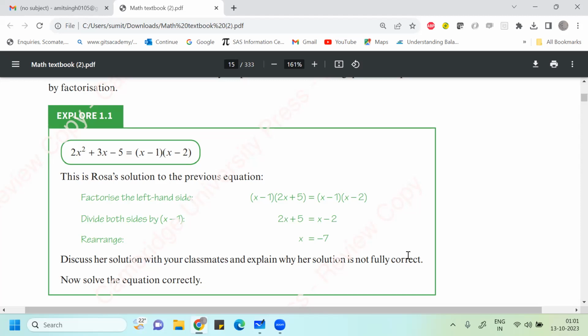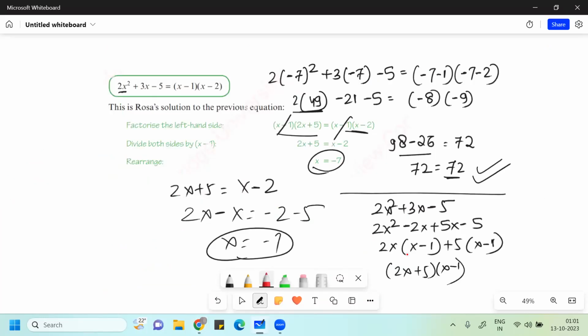Classmate explain why her solution is not fully correct. Why her solution is not fully correct, that we need to explore, because here we got a quadratic equation and I should get two values of x. What are the two values of x I got? I got one value of x. That one value of x is 1, and the other value of x I'm getting is -5/2.